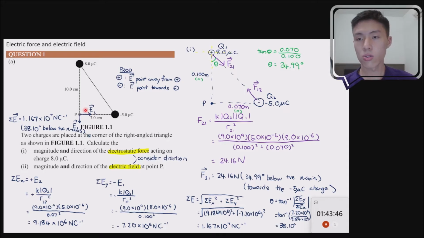So you need to deduce the direction of the electric field based on EX and EY. EX is to the right because it's positive, EY is downward because it's negative. Right and downward combined is the fourth quadrant, below the positive x-axis. That's how you solve this question. Let's move on to the next one.